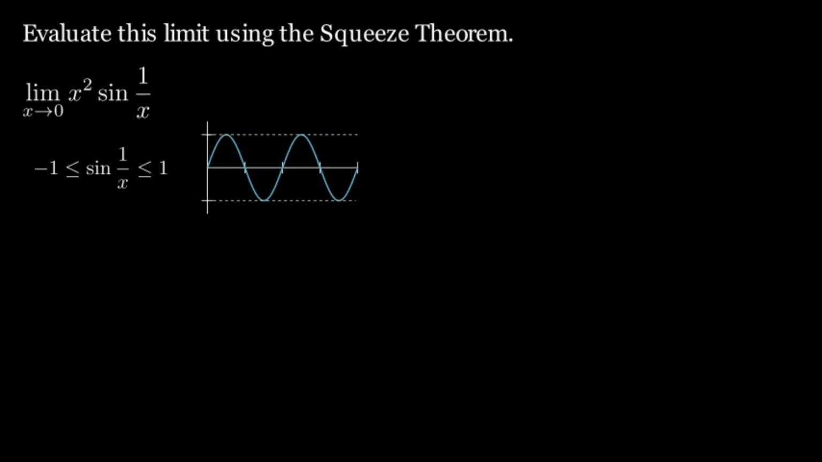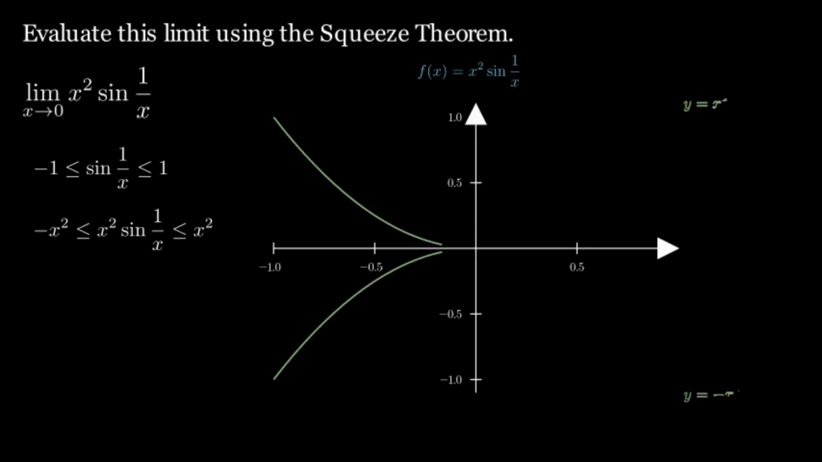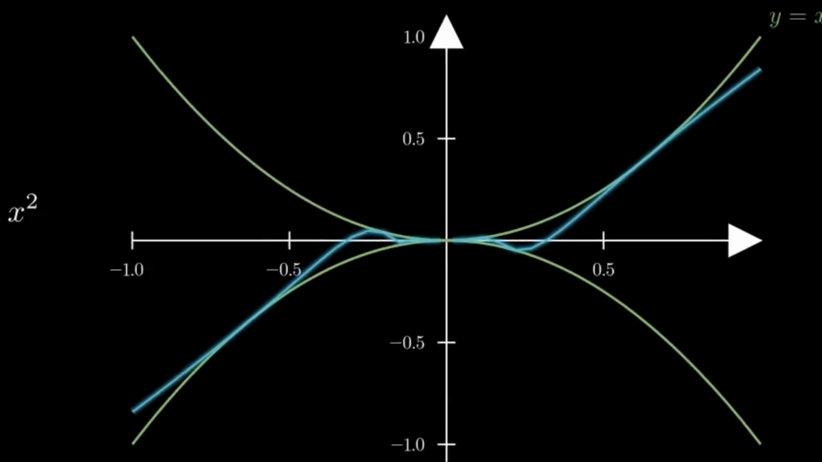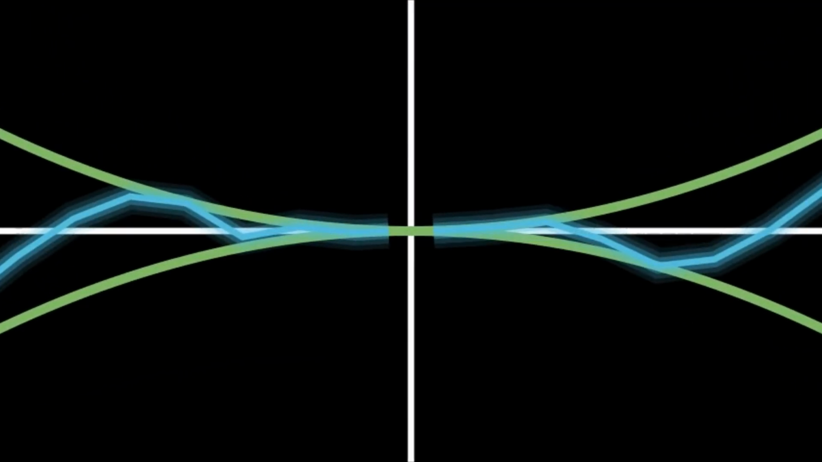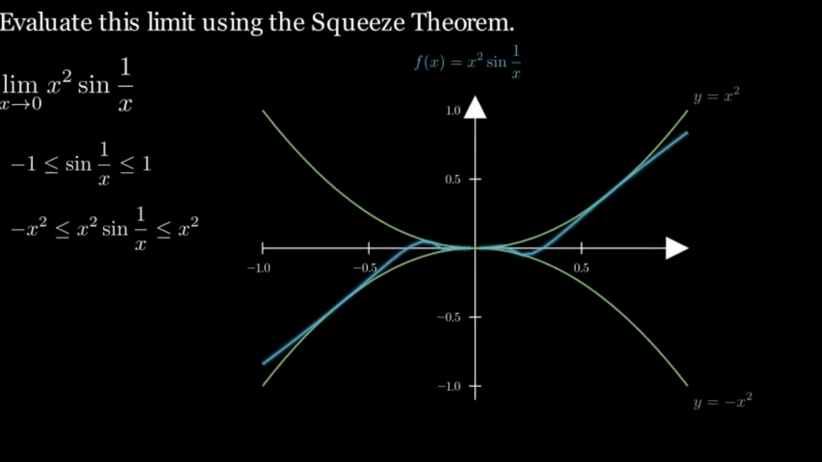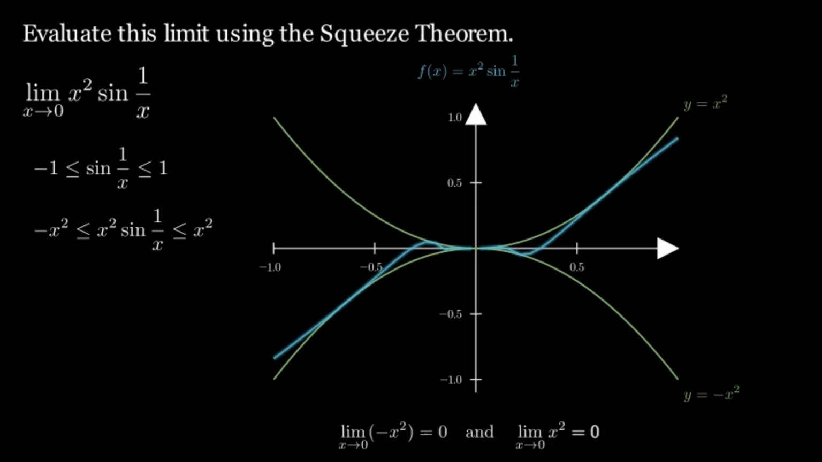Here's an example of the squeeze theorem. We take this function, we take sine because it's always between -1 and 1, and multiply everything by x squared. Now, if we graph this, you can see that negative x squared is the lower bound, and x squared is the upper bound. And our complicated function must be in between. So what we can do with this information is take the limit of the lower bound function and the limit of the upper bound function, and they're both 0. So the overall answer is 0.